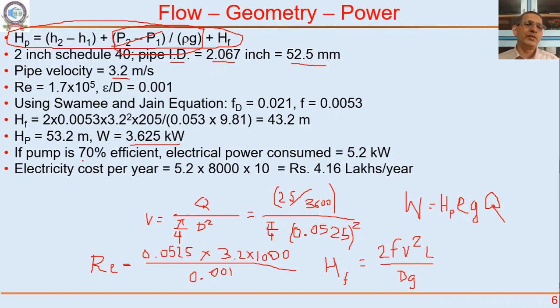So if the pump is, let's say, 70% efficient, how much power will it draw from the electrical supply? It will be 3.625 divided by 70%, divided by 0.7, it will consume 5.2 kW.